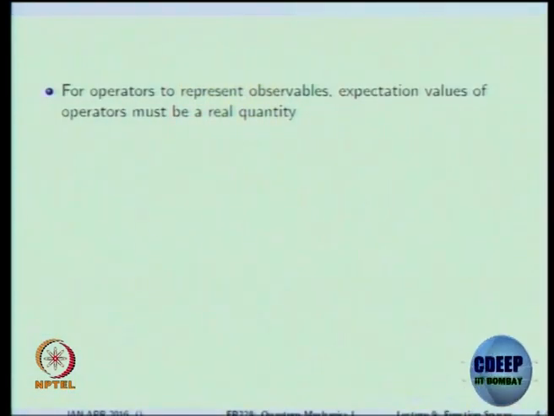So the next question is, even though mathematically we call them operators, we want to make contact with physical observables. Some of the observables are: what is the position of the particle? What is the momentum of the particle? You can also have functions of them, like angular momentum of the particle, energy of the particle, kinetic energy of the particle. All kinds of things are observables.